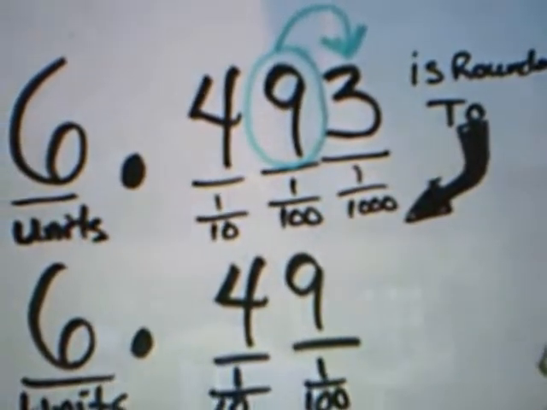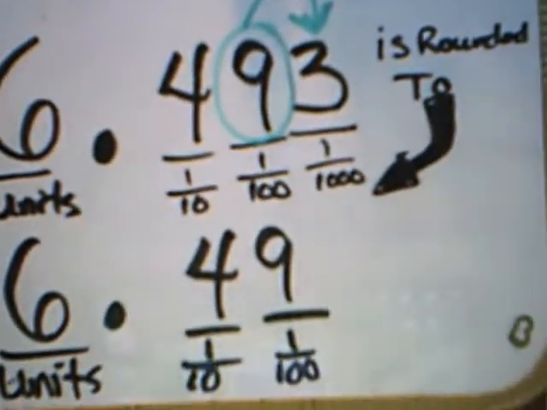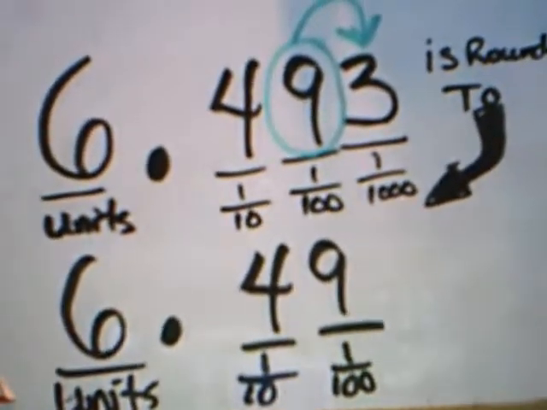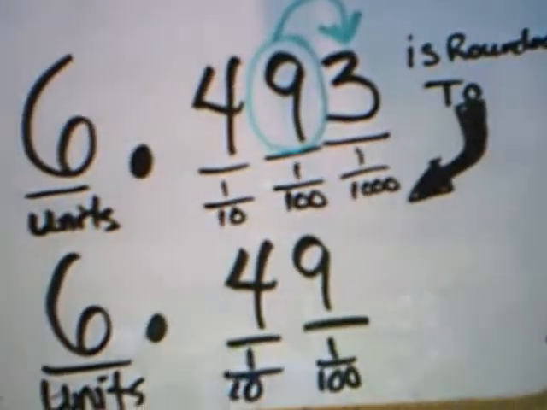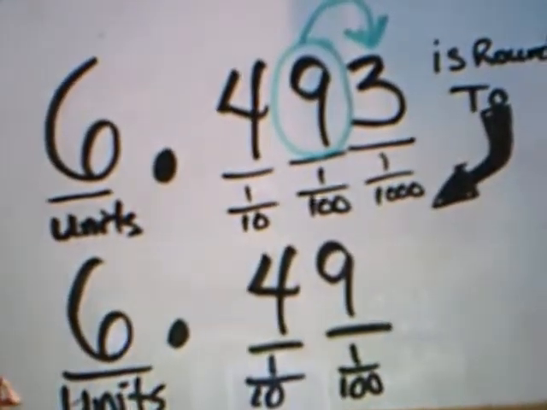And there you have it. 6 and 493 thousandths can be rounded to 6 and 49 hundredths. I didn't put the 0 in the thousandths place because really in decimals you don't need to add the 0, okay? So there you have it, rounding decimals.